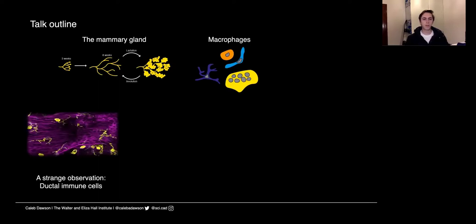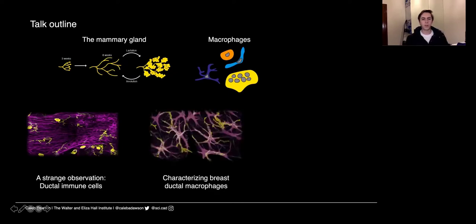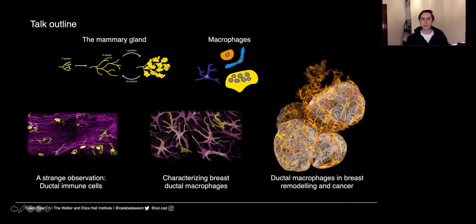Then I'll show you how we made a really interesting observation using 3D confocal imaging of mammary ducts, spying these new immune cells, and then go through how we characterized these and found that they were a macrophage population. And then I'll go into some studies in breast remodeling and cancer to see what these cells do.